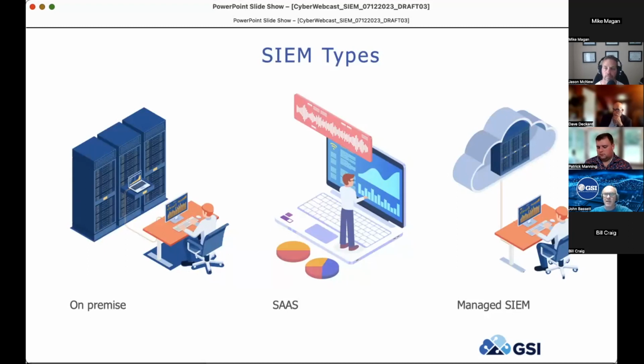But the SaaS would be a product like what GSI offers via ConnectWise through the ConnectWise SIEM. It's primarily a SaaS-based solution. That's what we're pushing, along with a managed SIEM. You may or may not have the in-house resources, but that's what we're here to offer. So that's all I really wanted to discuss today, is the upfront.